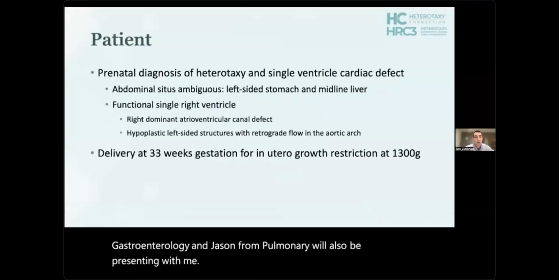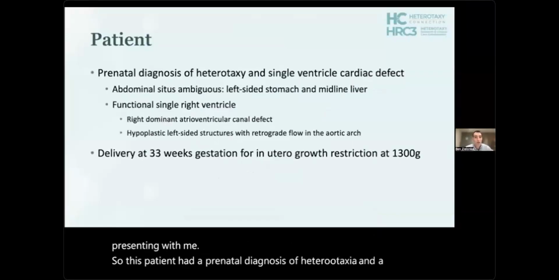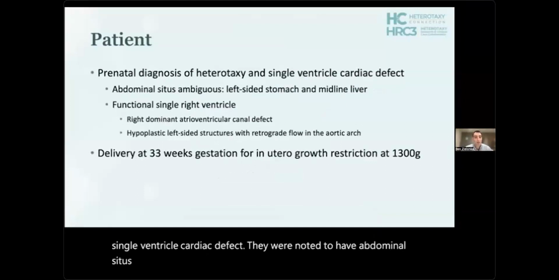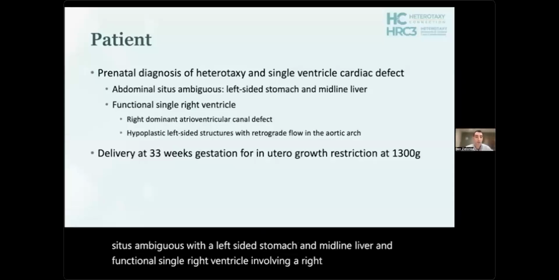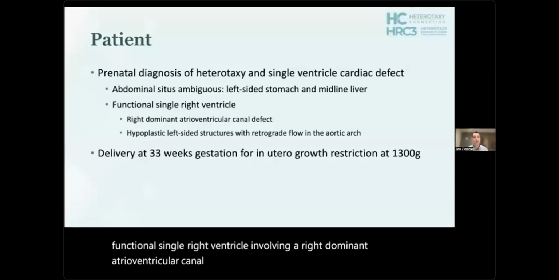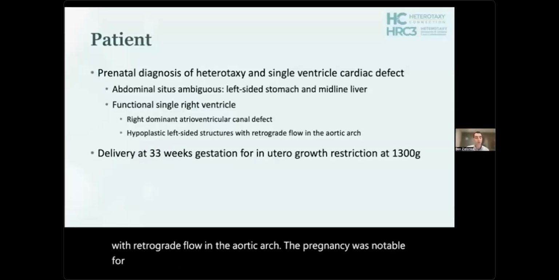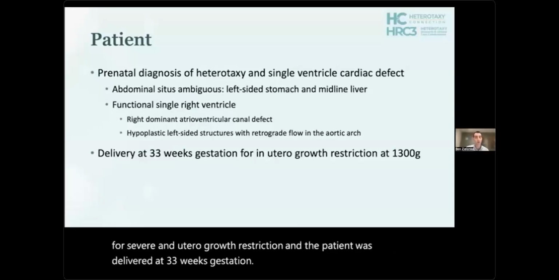So this patient had a prenatal diagnosis of heterotaxy and a single ventricle cardiac defect. They were noted to have abdominal situs ambiguous with a left-sided stomach and midline liver, and functional single right ventricle involving a right dominant atrioventricular canal defect and hypoplastic left-sided structures with retrograde flow in the aortic arch. The pregnancy was notable for severe in utero growth restriction, and the patient was delivered at 33 weeks gestation with a birth weight of 1,300 grams.